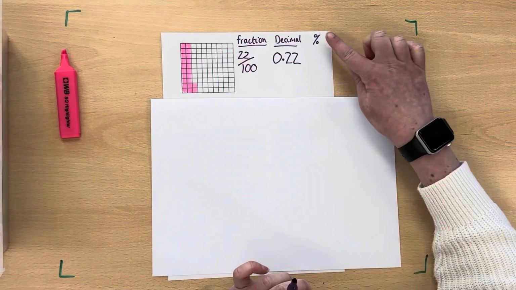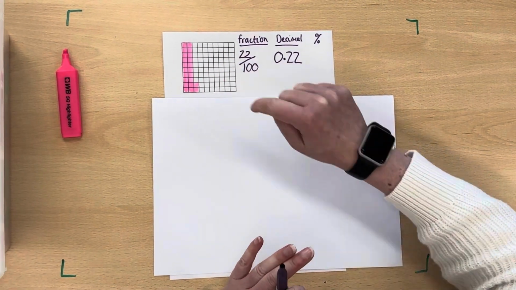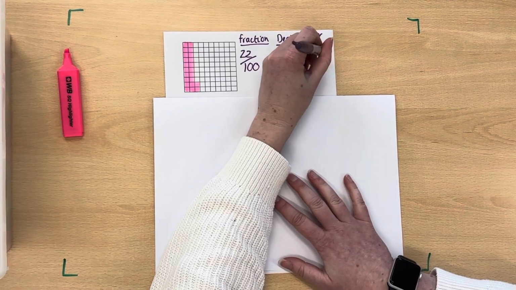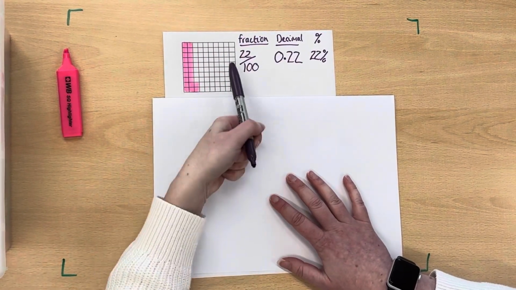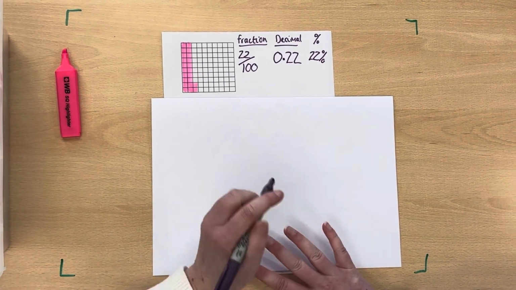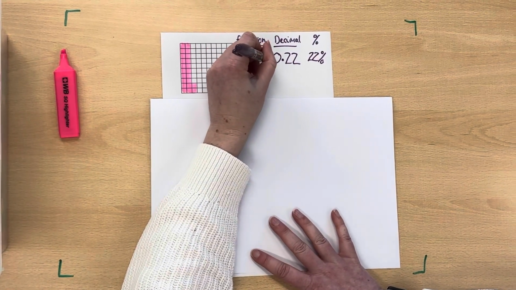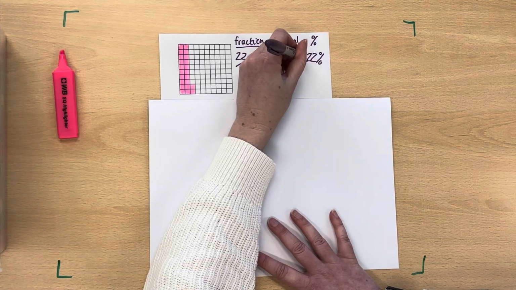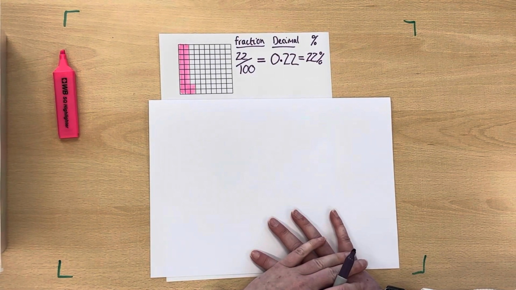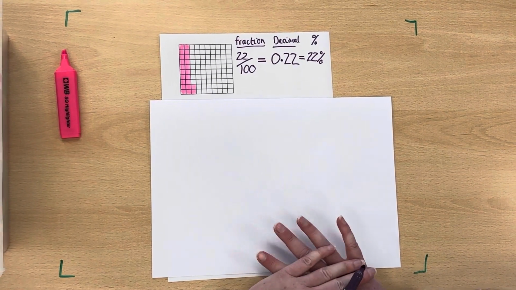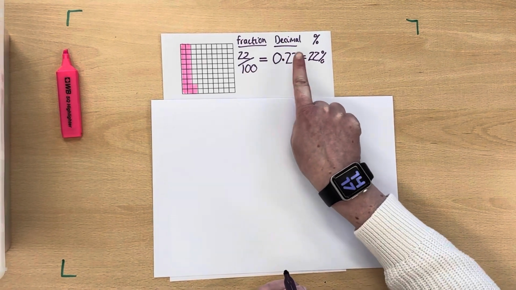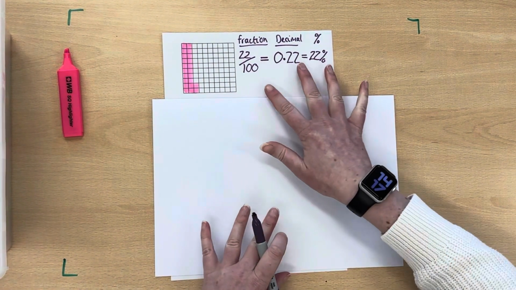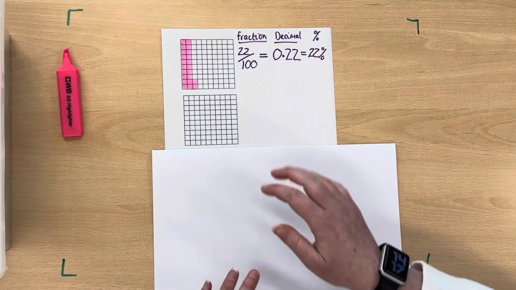The whole amount for a percentage is 100 pieces, so I have shaded 22% of the entire square. 22 100ths is equal to 0.22, which is equal to 22%. That is one example of an image, a fraction, a decimal and a percentage that all have the same value. Let's take a look at another example.